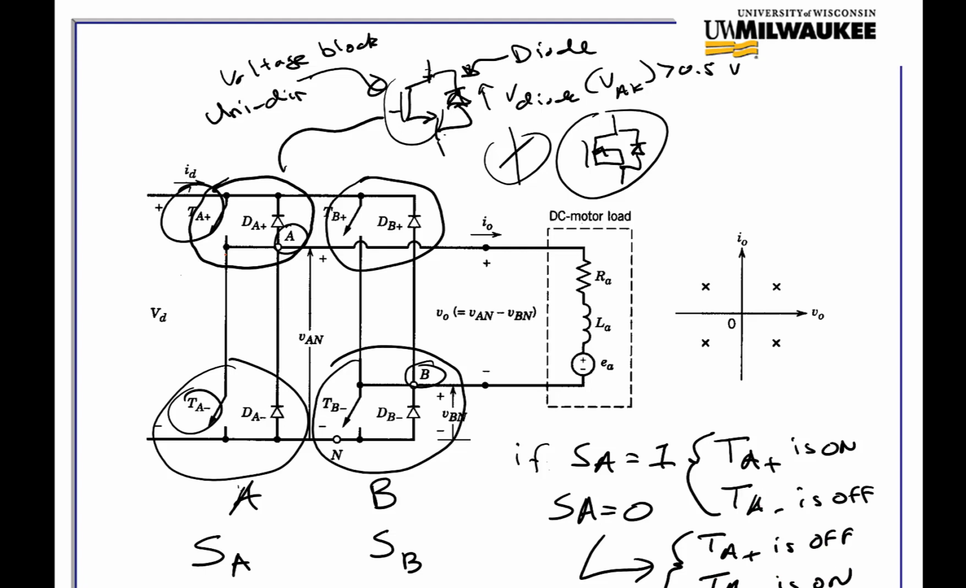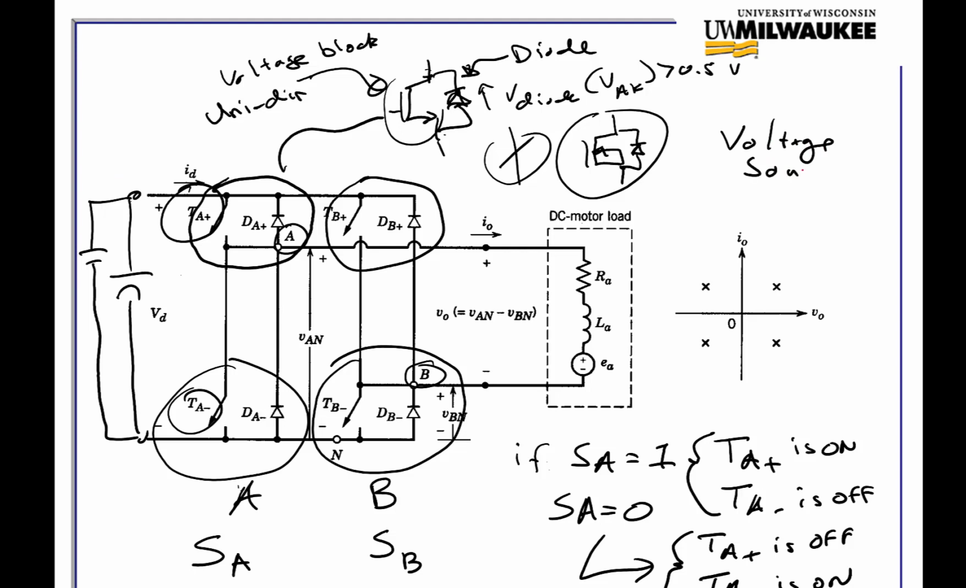We could never have these 2 devices on at the same time, or we'd be short-circuiting, because what's upstream here is a cap and a voltage source. This is a voltage source converter, or VSC.